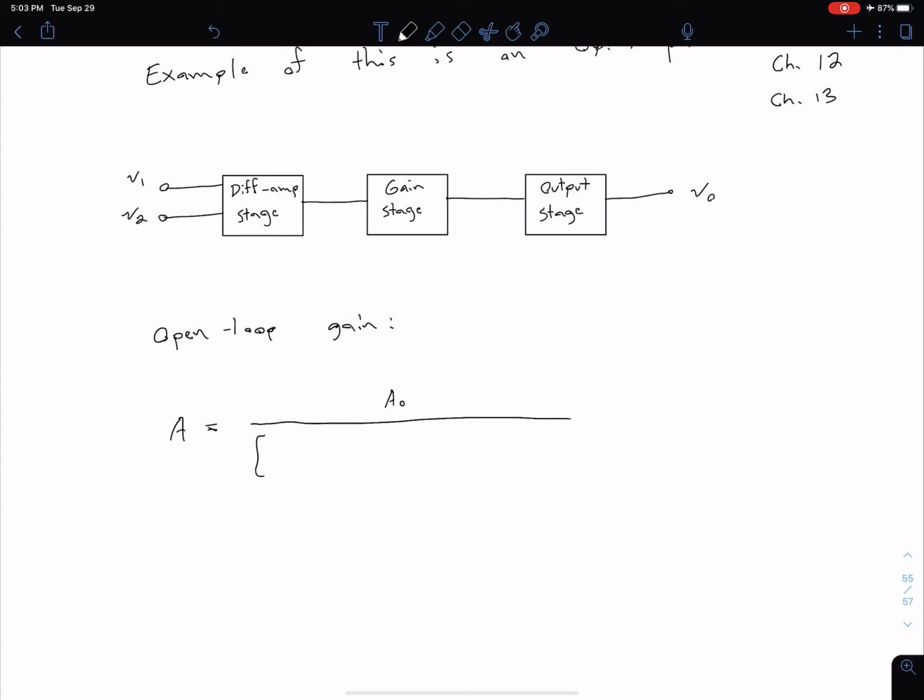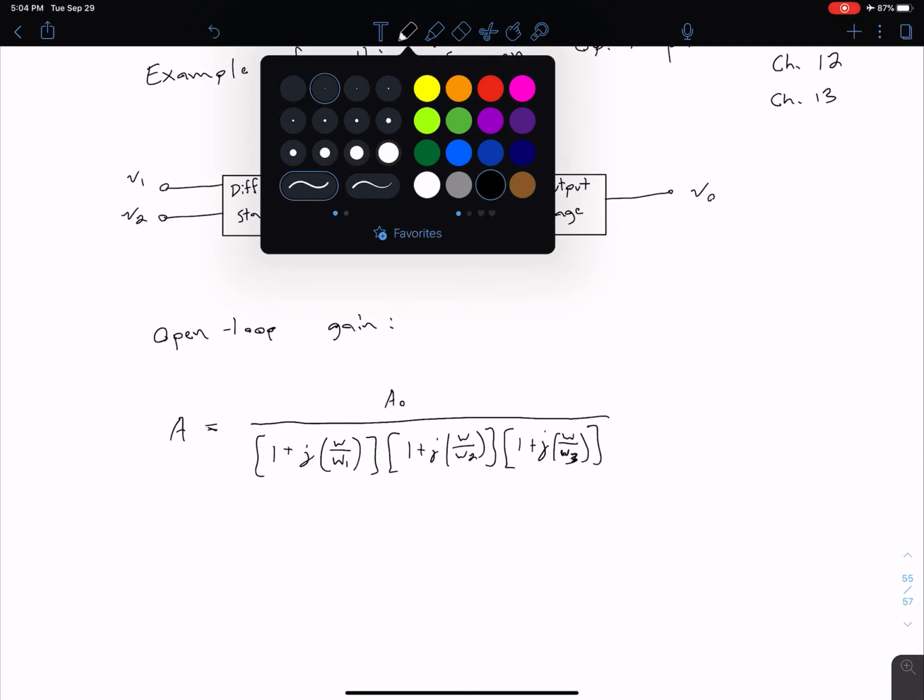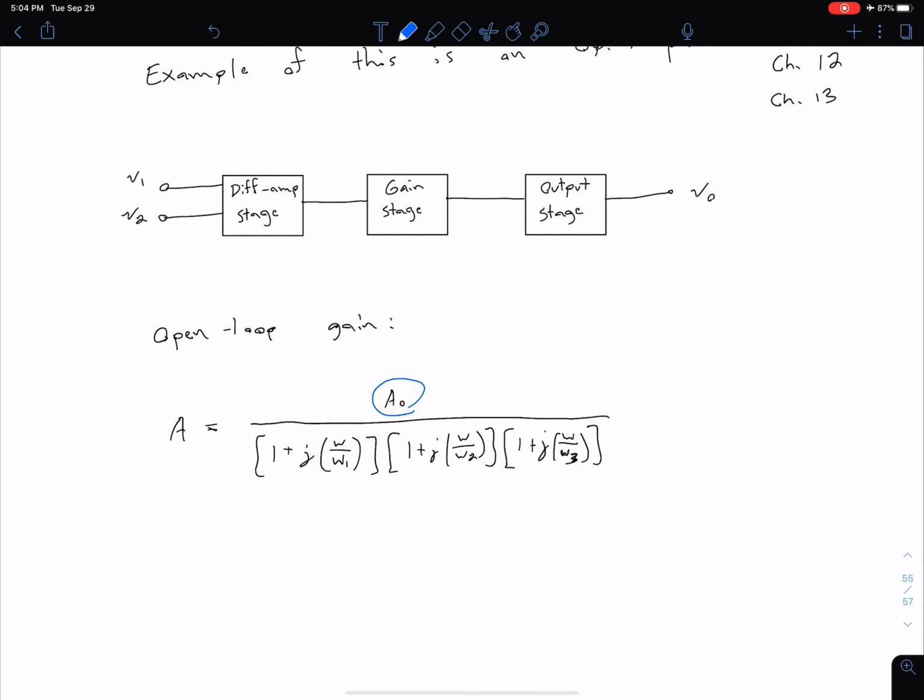So our first pole is 1 plus J times omega over omega 1. We're going to have a second pole, 1 plus J times omega over omega 2. And then finally, we'll have a third pole, which is 1 plus J times omega over omega 3, where each of these 3 values, omega 1, omega 2, and omega 3, are unique corner frequencies. Like I mentioned a second ago, this A naught in the numerator is again our low frequency gain.